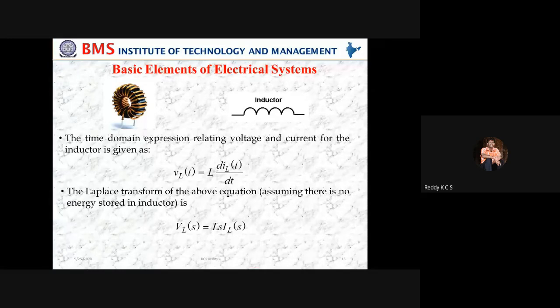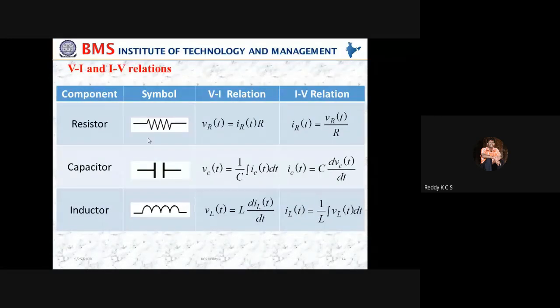So now coming to the VI and IV relations. When it is the VI relation, V is the subject, so that is why it is shown on the left hand side. So V = IR, and I = V/R. So this gives the voltage representation and current representation for the three elements.